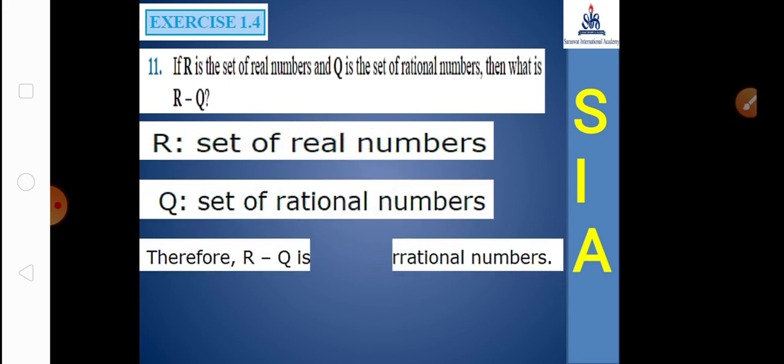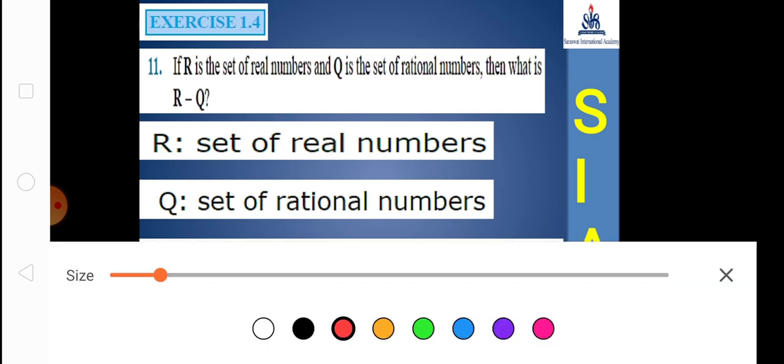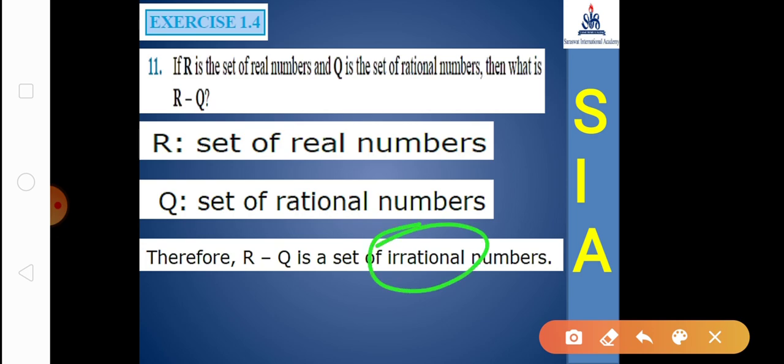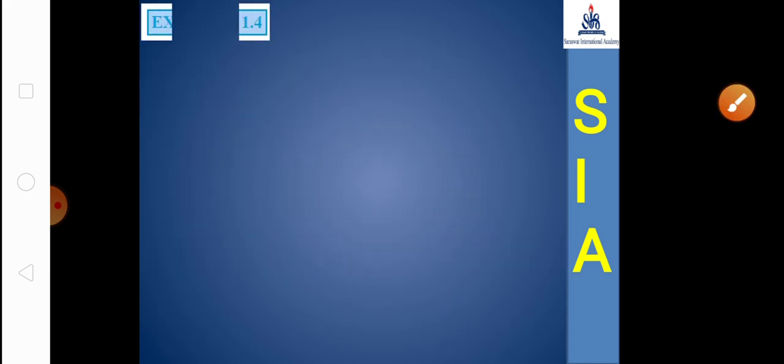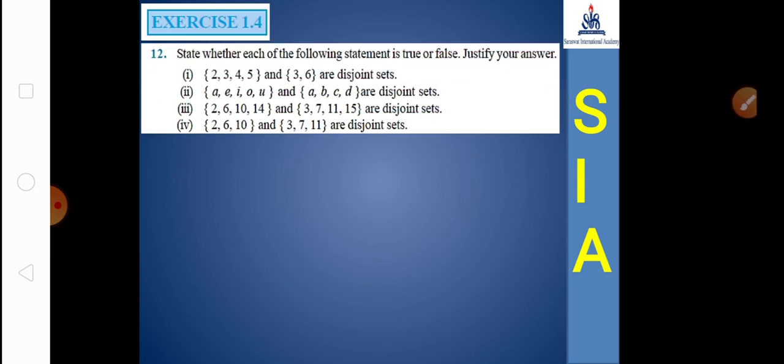R is a set of real numbers. Q is a set of rational numbers. So R minus Q is the irrational numbers. Yes, students, this answer is your irrational numbers. But if you take R minus the irrational numbers, then my answer is Q, because I and Q are both disjoint sets. That's why. Exercise 1.4, question number 12.